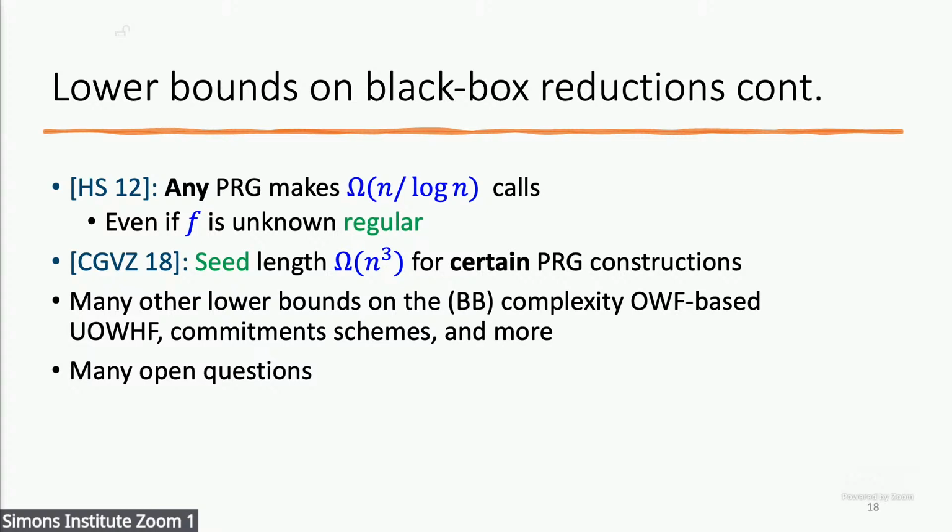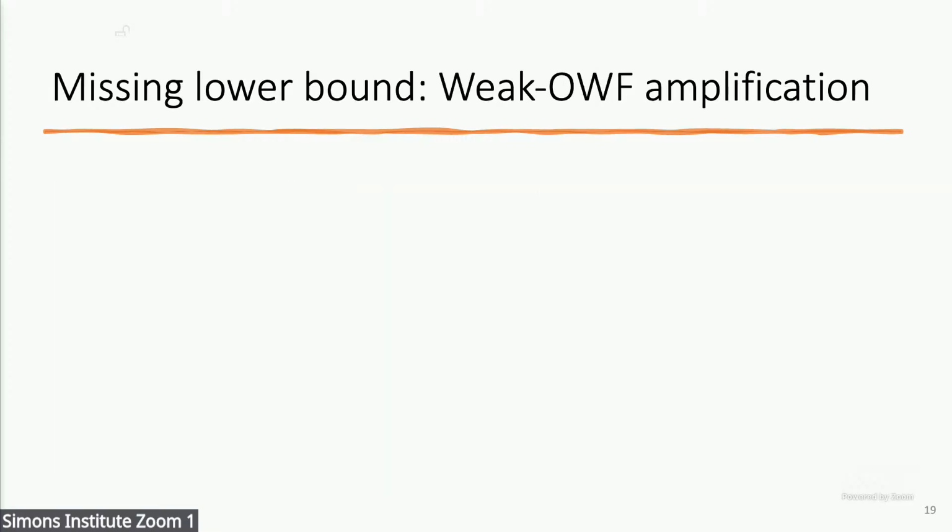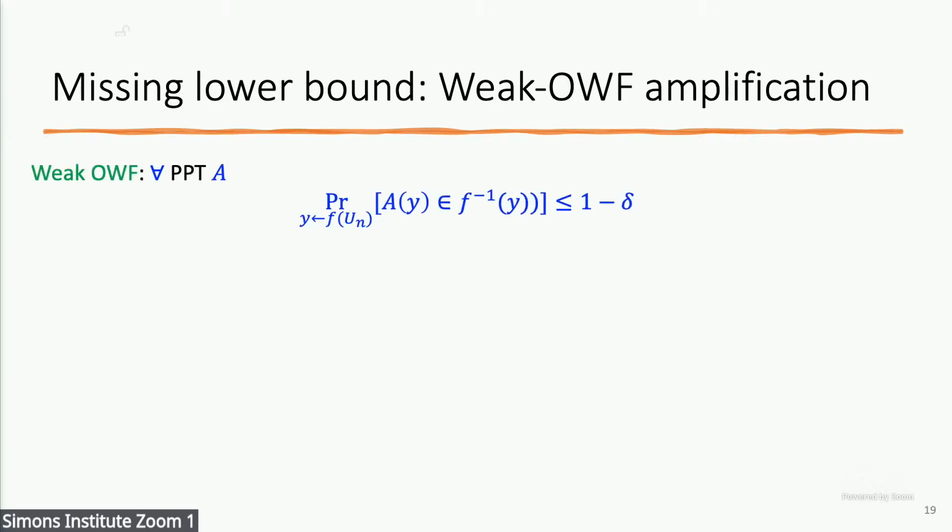Maybe the most annoying open question that we have for black box reductions is about weak one-way functions. Okay? So what is a weak one-way function? A weak one-way function is a very natural definition. A function f is weak if no efficient adversary can fully invert it. Maybe it inverts it with very high probability, but an efficient adversary doesn't invert it with probability 1. It's delta far from 1. Okay? It's the natural definition of a weak one-way function. And the question is, can we construct a one-way function out of f?